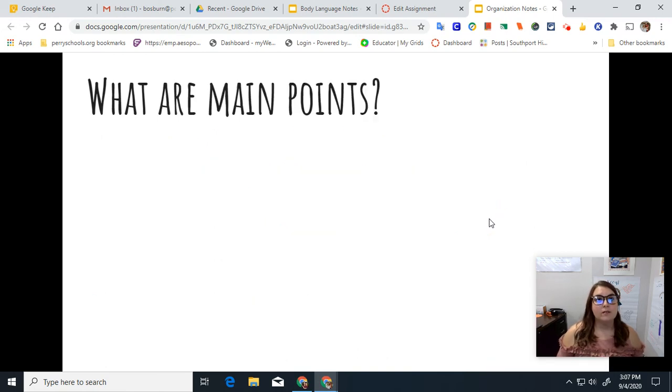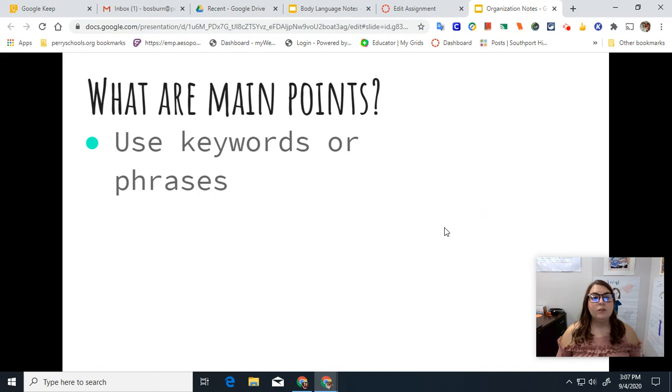For main points, right? What are main points? What are the main points to any speech? Main points should be keywords and phrases. Unlike a thesis, they're not one complete thought. They are supports for your thesis, right? They answer the question, why? Why do you think this? Why are you arguing this? Why are you stating this, right?